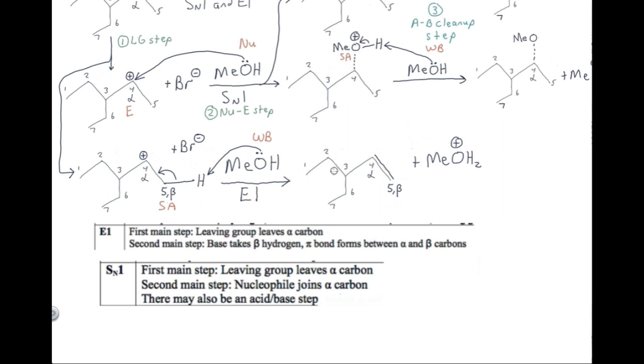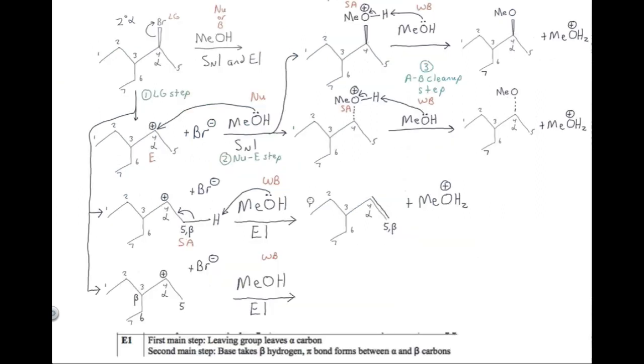Now we have to do E1 using the other possible beta carbon. For this version of the E1 mechanism, again, we're going to reuse the same first step. Again, the leaving group leaves, and that produces the same carbocation intermediate that we used in all of our previous paths. But now notice that instead of labeling carbon 5 as the beta carbon, now I'm labeling carbon 3 as the beta carbon. So now we need to draw our second step again.